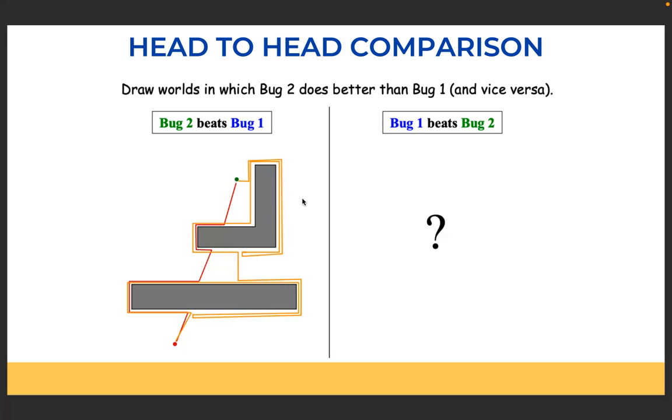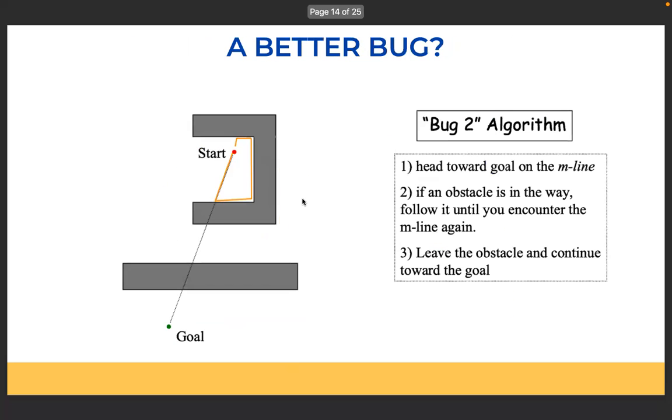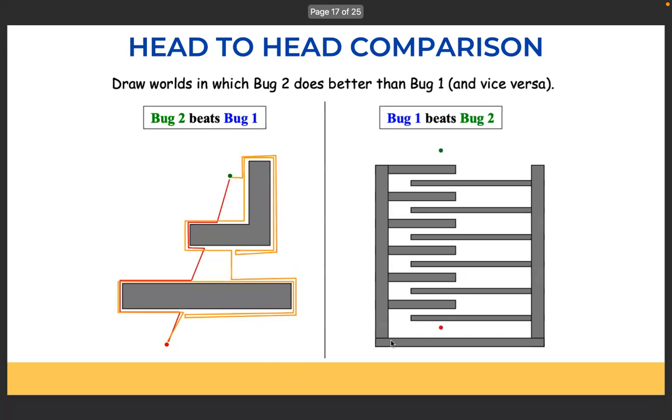Now where do you think Bug 1 will beat Bug 2? You'll say, simple, I already showed you this example. Bug 1 will always reach the goal position, Bug 2 will not. But okay, let's look at this environment. This is the start, this is the end.